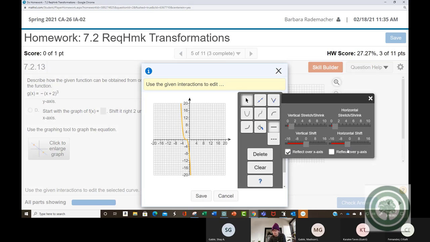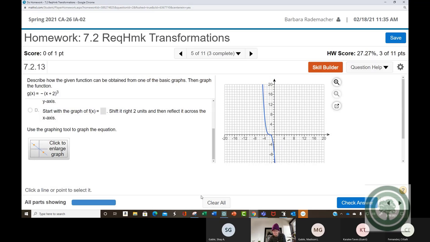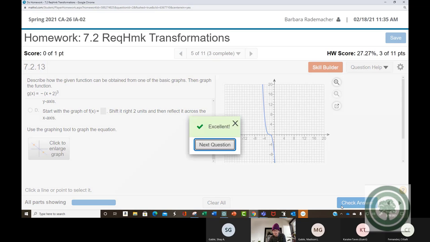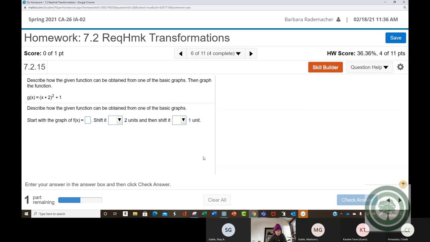And that should be what it looks like. So I'm going to save. Check answer. Yes. See, it's like a puzzle. Are you reading this correctly? And you are learning a new language. We'll have time for one more.